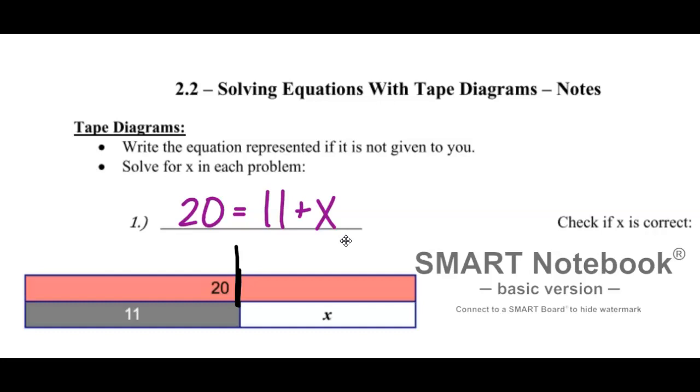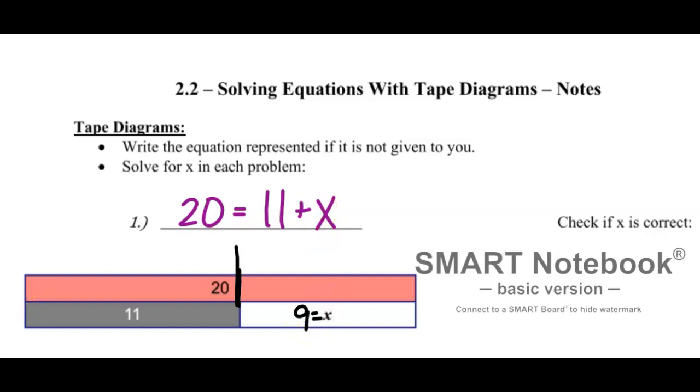So right now, in doing the scale diagrams and these tape diagrams, we're really just trying to have you understand the equality of things. So let's see. How can I figure this out? Well, 11 plus 9 would be 20, right? So we know that x equals 9.